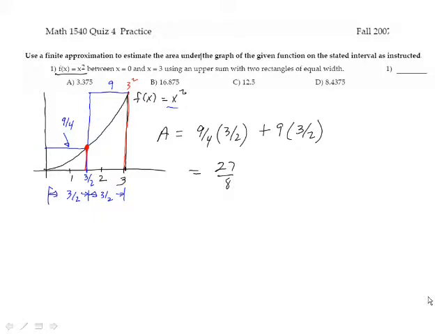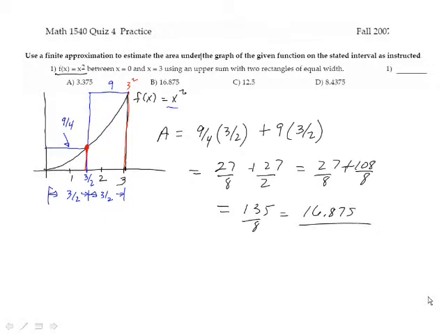27/8 plus 27/2 equals 27/8 plus 108/8, which equals 135/8, which is equal to 16.875. That is the area.